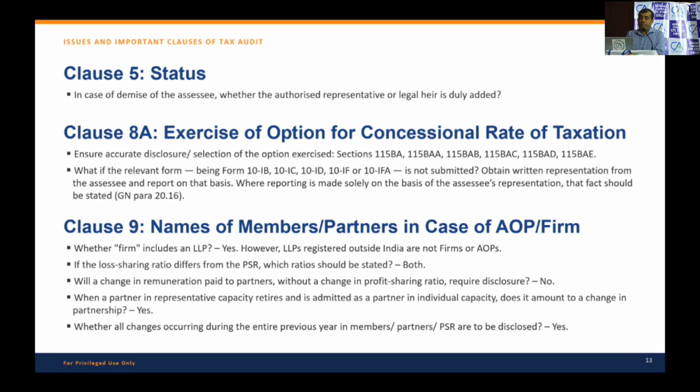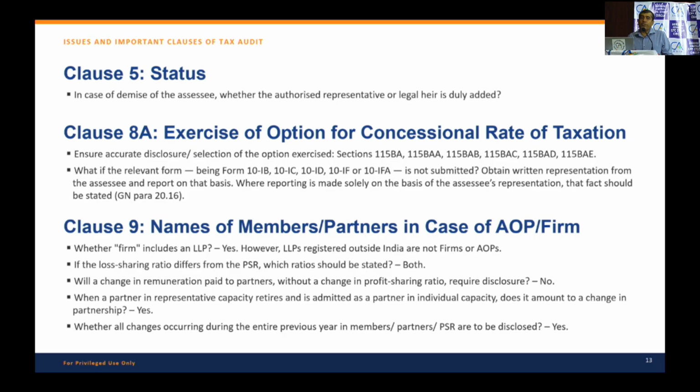Clause 9, name of members, partners in case of AOP and firm. Typically the heading is AOP and firm, but definitely LLP also will be included because it is considered to be a firm as far as income tax is concerned. Therefore, even LLP will have to be considered for reporting these clauses. Loss sharing ratio also will be reported. If there are different ratios for profit and loss, both have to be reported under this paragraph.